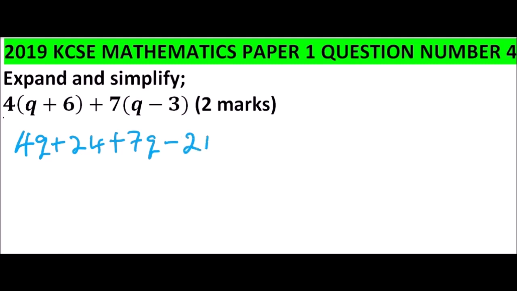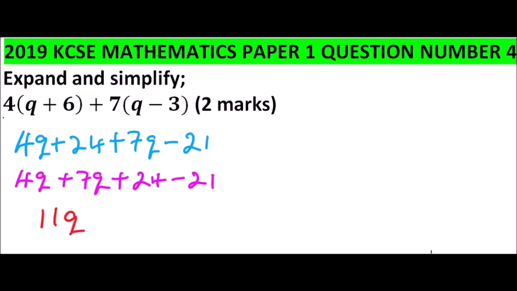We can now say this is equal to 4q plus 7q, then plus 24 minus 21, and this should give you 4q plus 7q, that should give us 11q. Then you have 24 minus 21, that should give you plus 3, so plus 3, and with that you get yourself 2 marks. Very simple question and straightforward.